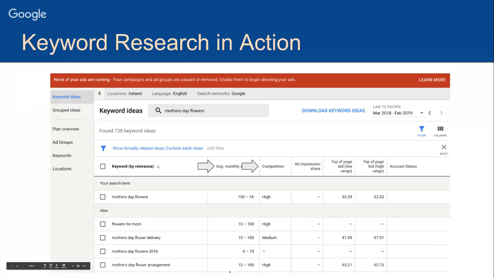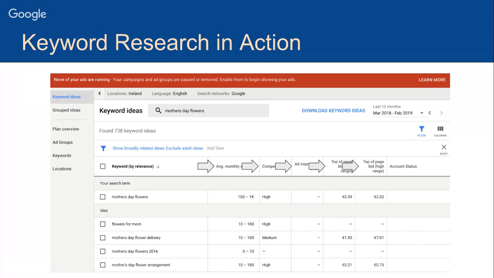And then finally, just to note that ad impression, top of page bid, low and high, these last three columns are PPC related. They're not SEO related, and they're not really important for keyword research unless you really want to go into the nuts and bolts of something. So we're not going to look at these at all during this presentation.